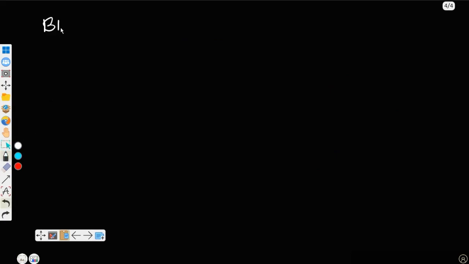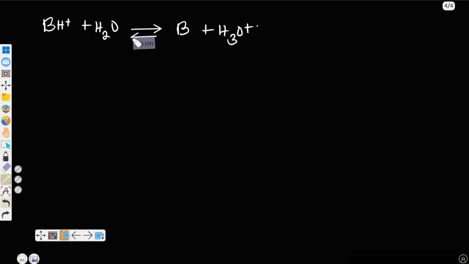We have BH+ plus H2O. This gives us B plus H3O+. And then we use the Henderson-Hasselbalch equation to solve this. According to what I told you, this reaction is reversible.